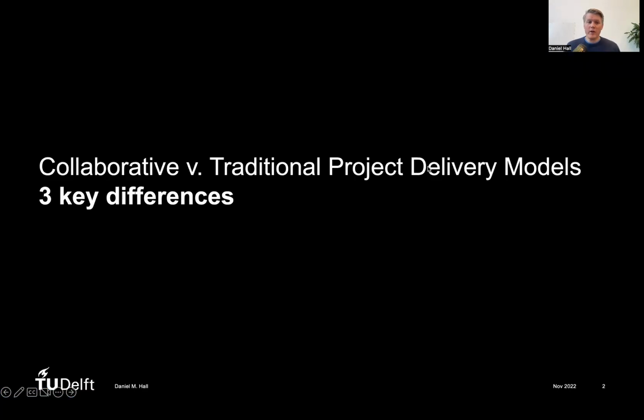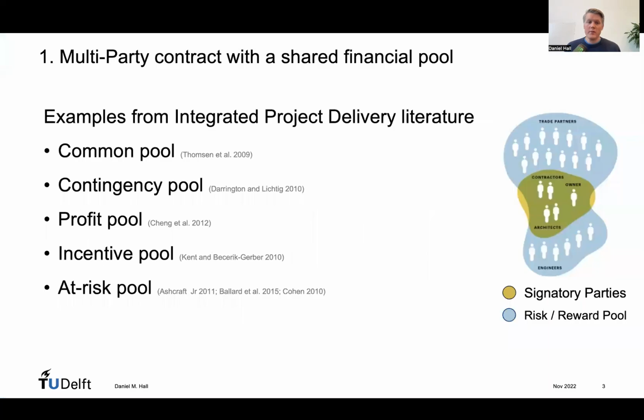As we look at collaborative project delivery models, we find that there are three distinct differences between these projects and traditional project delivery models. The first one is that multi-party contracts are shared and created with a financial pool shared among all of the different parties. You look at some examples from integrated project delivery or IPD based in North America, and we see many references to pools like common pools, profit pools, and incentive pools.